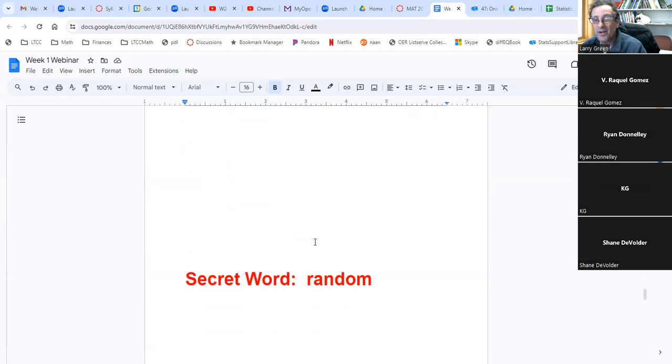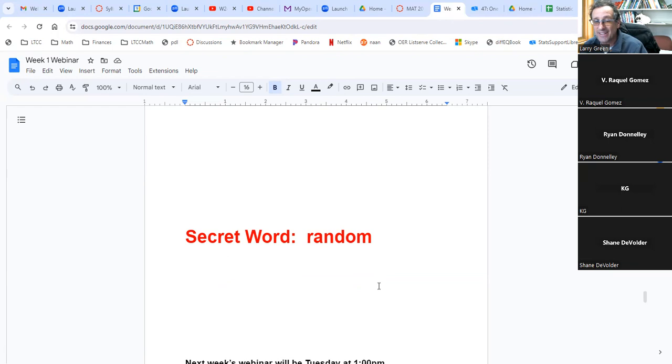All right, we have a secret word. And the secret word is random. And if you remember, that was one of the first words we talked about statistically, is that you hope, if you can, to get a random sample. It's usually impossible, but you want to get as close as you can to random. Okay, as Gallup used random digit number dialing. So at least they randomly called people. They didn't necessarily get random people answering, but they randomly called people, which is good. So random is the secret word for the week 1 webinar. Okay, make sure you write that down so you don't forget it, and you can put in the secret word quiz.